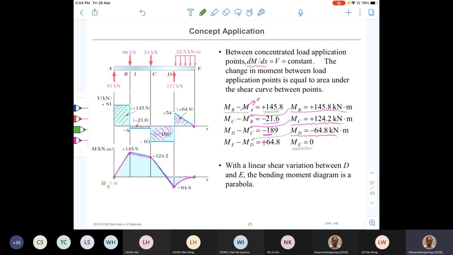All right. So I hope that we have learned something new today. Using this method, you can construct your shear force and bending moment diagrams faster, but you need a bit of practice. Okay, right. So let's have a short break now.